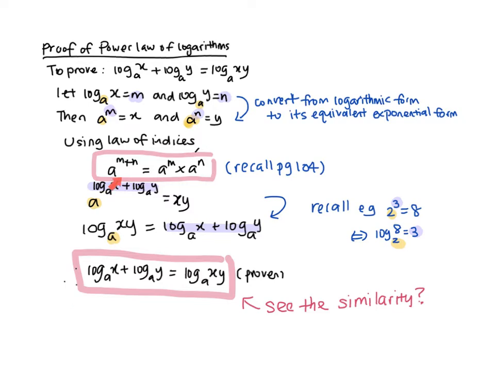In the exponential form, a needs to be raised to the sum of m plus n in order to get the product that's on the right hand side. So similarly, a needs to be raised to the sum of these two to get xy.